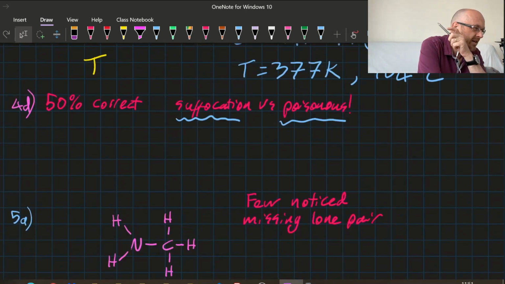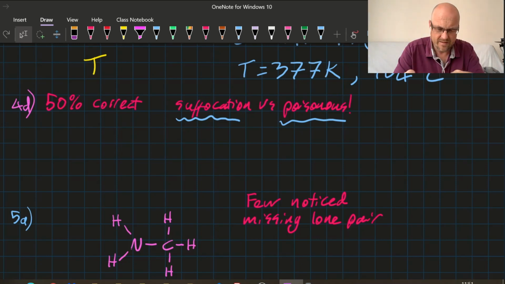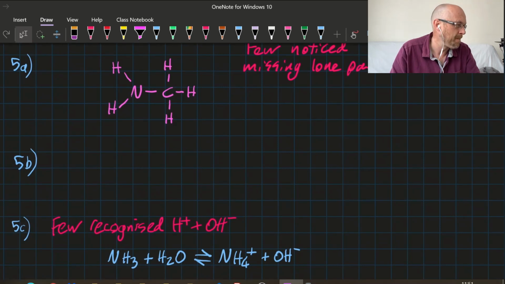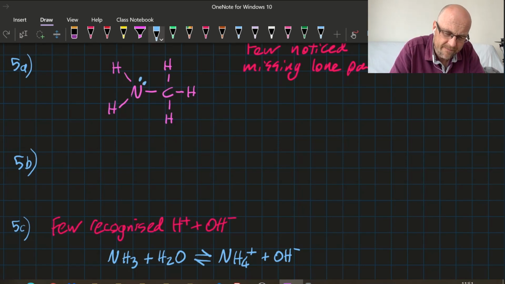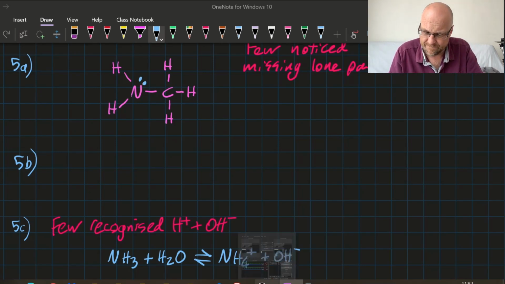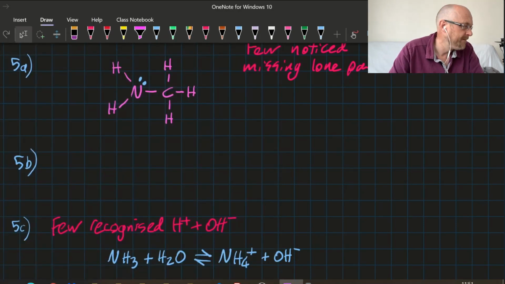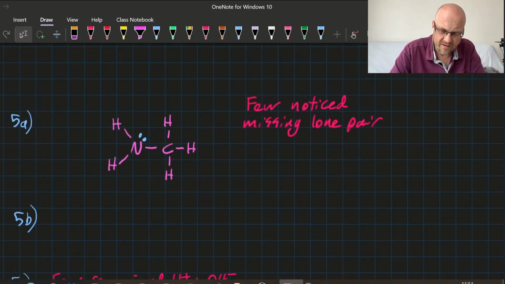Next up, 5A. Few noticed the missing lone pair. Yep. Another cheeky little trick there. So I'm going to pop that lone pair in right now before I even read the question. Two hydrides of ammonia, and so on. Estimate the bond angle H in C. So they want to know H and C.